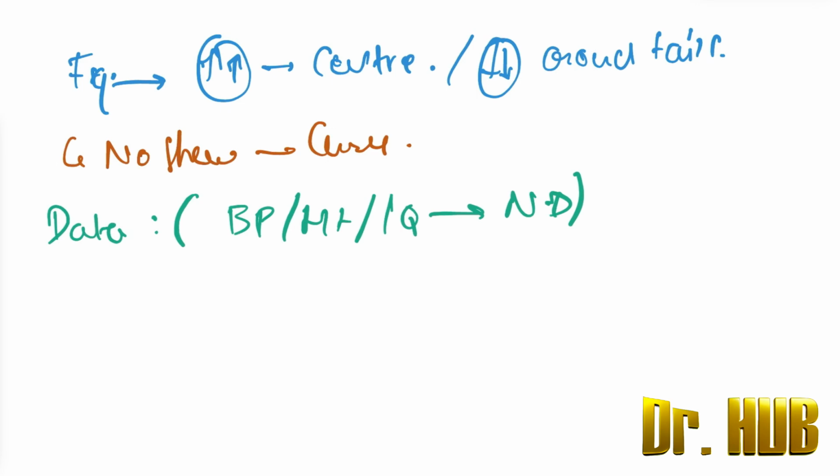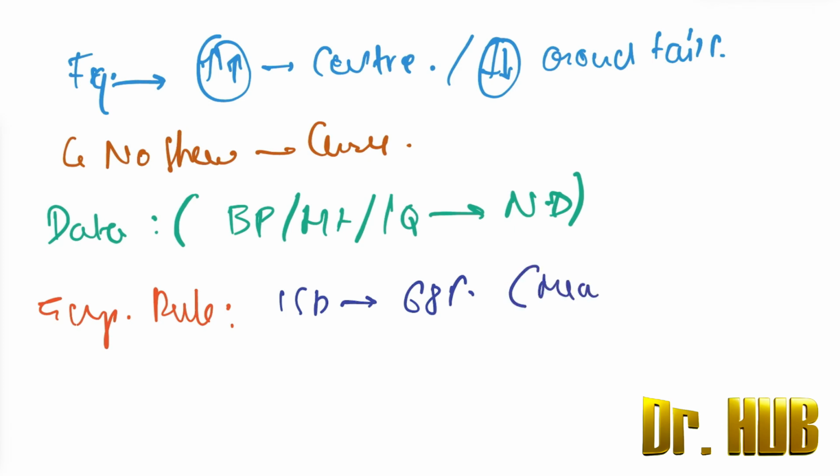So what is the empirical rule of the normal distribution? We are going to look at the empirical rule. Approximately 68% of the distribution falls in the first standard deviation, which means the mean plus or minus SD.